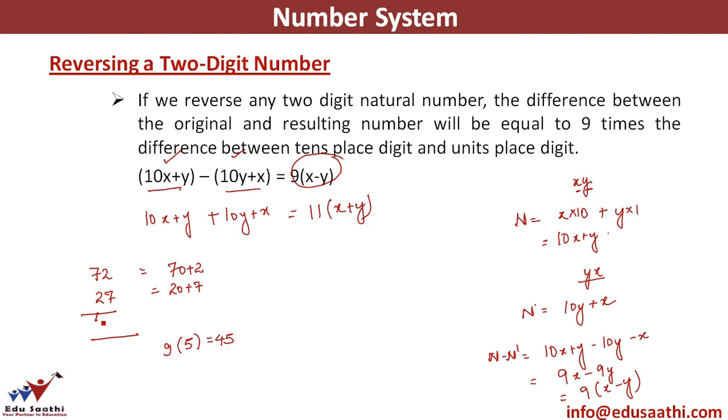Even if you solve it out, the difference comes out to be 45. If you add up the two digits, you get 99, which is 9 into 7 plus 2. So the difference is 9 times the difference of the digits, and the sum is 11 times the sum of the digits at the tens place and at the units place.